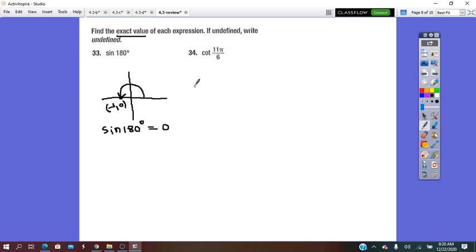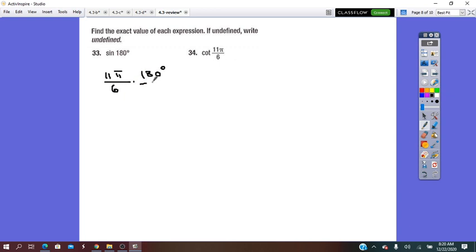Cotan 11 pi over 6. So, first of all, so that we can correctly plot the terminal side of the angle, let's convert the angle into degrees. 11 pi over 6 times 180 degrees over pi, simplify by pi, simplify by 6. So it will be equal to 330 degrees. So to plot it, I did this so that I can correctly plot the terminal side of the angle in standard position. So 330 degrees is between 270 and 360 degrees. So the terminal side will be somewhere in the fourth quadrant. So this is the initial side. So the terminal side will be in the fourth quadrant.